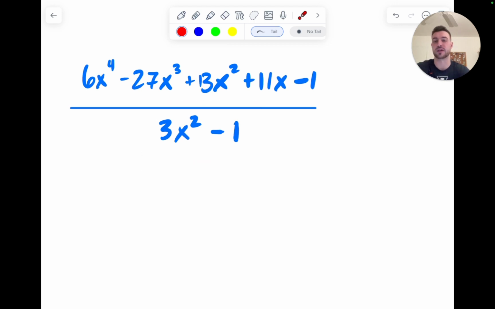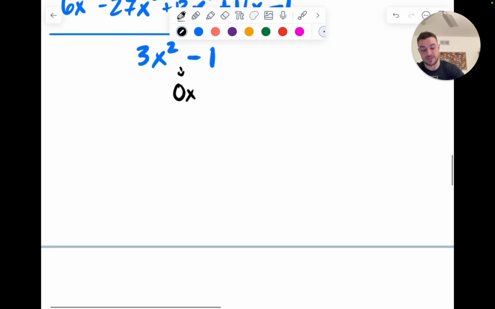So how is this one different? Well, if you look at what we're dividing by, it is a quadratic, but it's a quadratic binomial. We only have two terms. Technically in here, there's a 0x to the first power, which we don't really write. When we are doing the division, we need to make sure that we are using placeholders. So I'm going to set up my box.